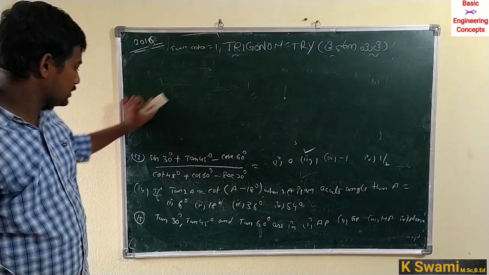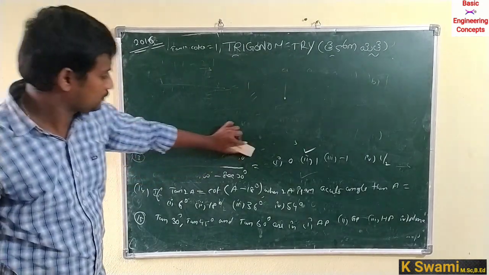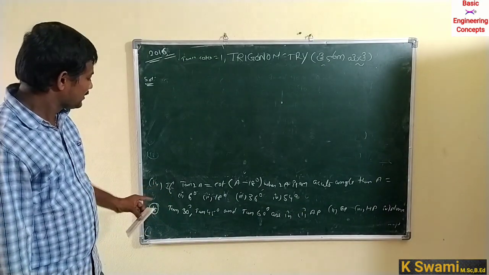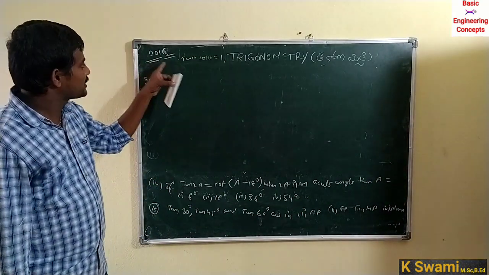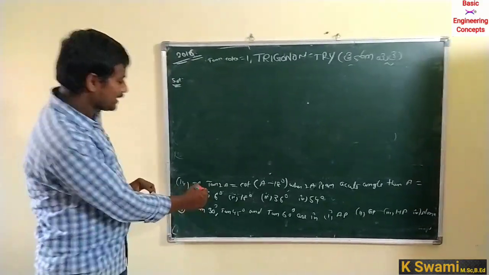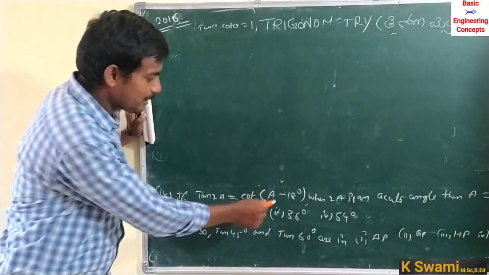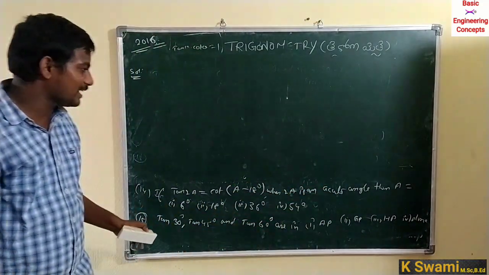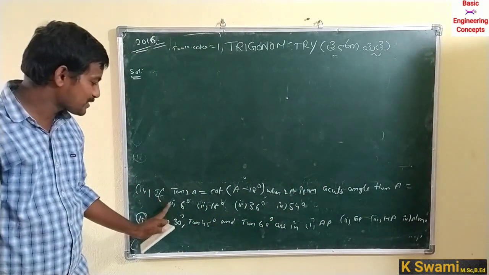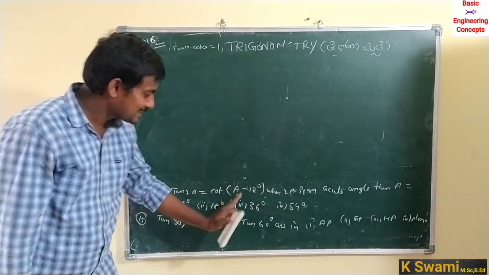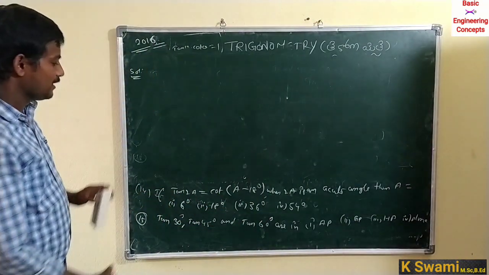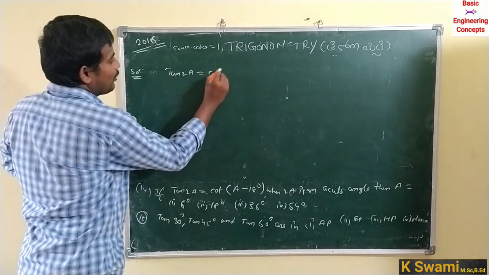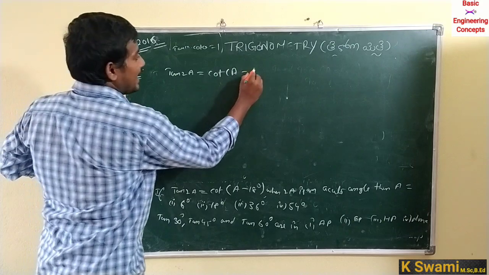And another question in 2016. The third question in 2016 from trigonometry is: tan 2a is equal to cot a minus 18 degrees, where 2a is an acute angle, then a is equal to: options 6 degrees, 18 degrees, 36 degrees, 54 degrees.